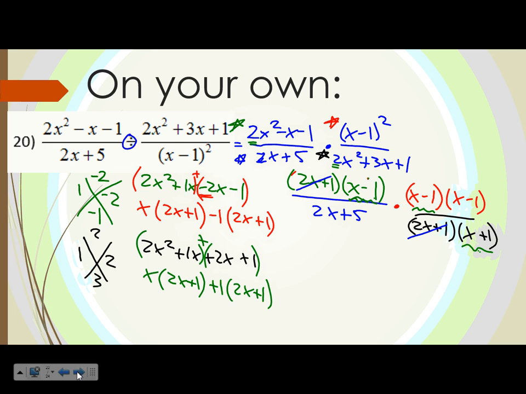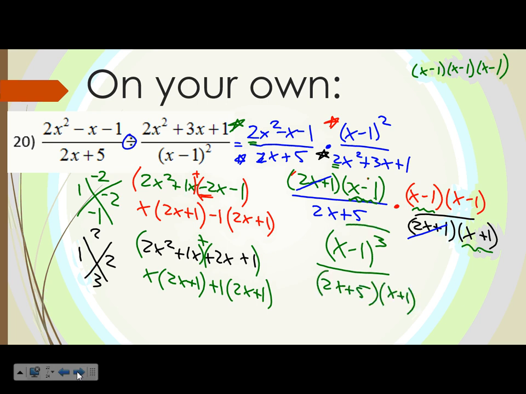So you end up with, in the numerator, x minus 1 to the third, since there's 3 of them. You don't have to do that. You could write it out, x minus 1, x minus 1, x minus 1, over 2x plus 5 times x plus 1.